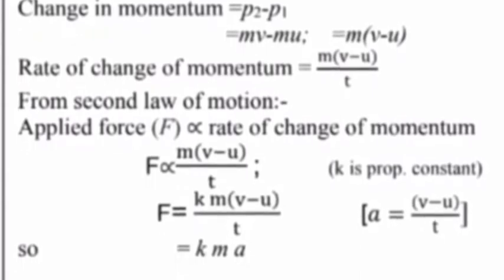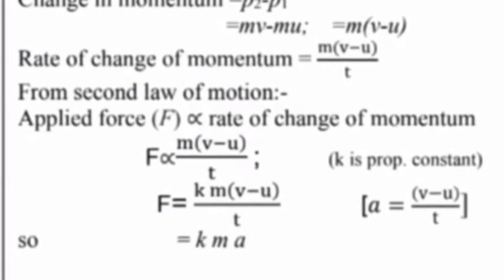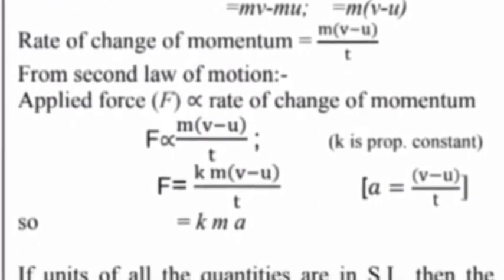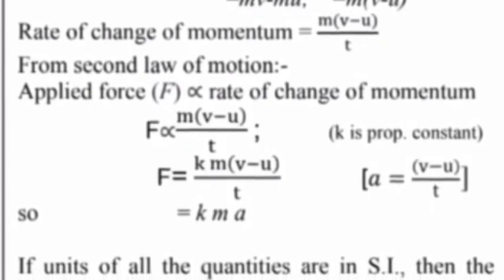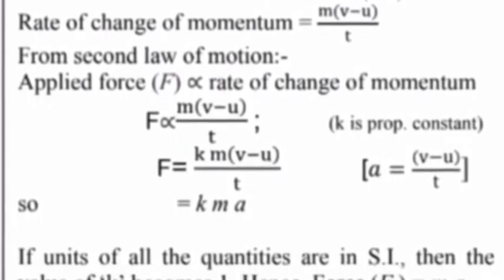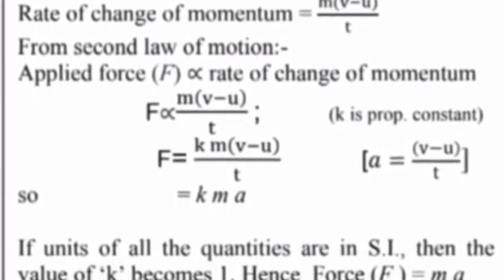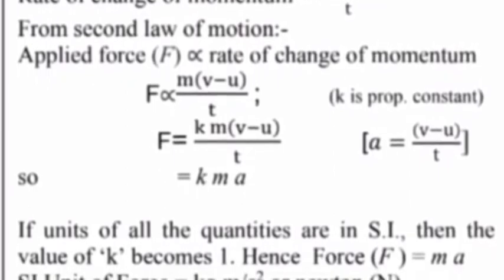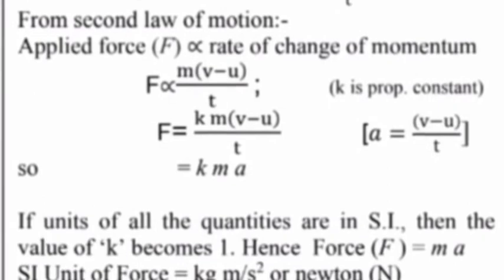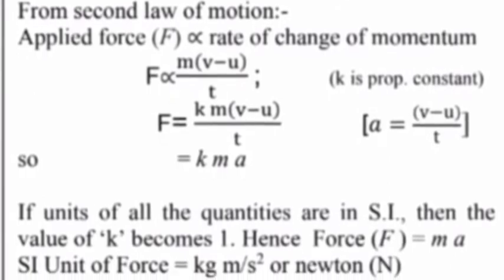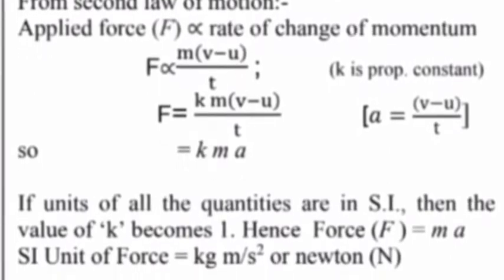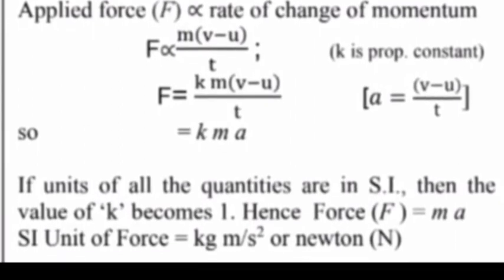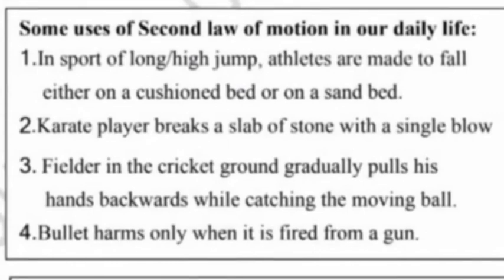We know that v minus u upon t is acceleration a. So we can say F is equal to kma. If unit of all the quantities are in SI, then the value of K becomes 1. Hence force F is equal to ma. SI unit of force is kilogram meter per second square or Newton. Some uses of second law of motion in our daily life.